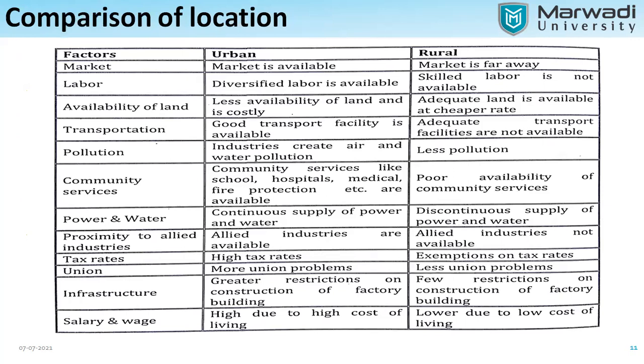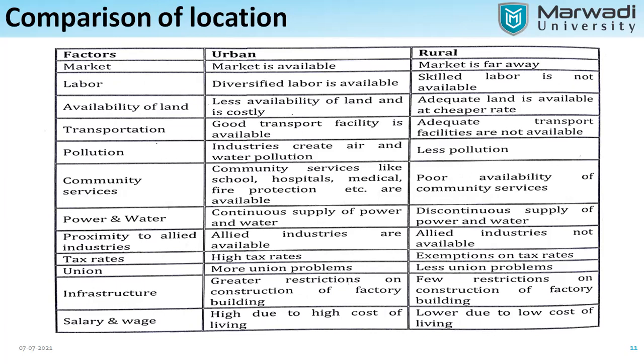Then I discussed the comparison of locations. Now, in that, I discussed the various factors like if you consider market, labor, availability of land, transportation, pollution, community services, power and water, proximity to allied industries, tax rate, union, infrastructure, salary, wages. These are the factors. अब इसके बेसिस पे अर्बन और रूरल दो एरियाज हैं जहाँ पे आपकी लोकेशन डिसाइड होती है.